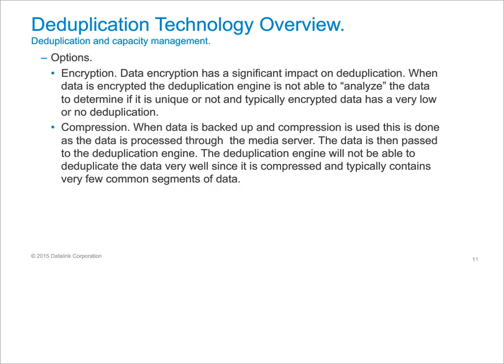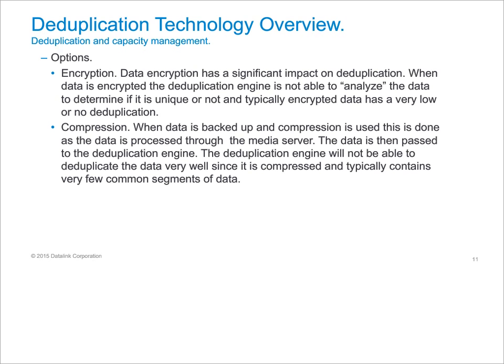So let's start off with options. Encryption. Data encryption has a significant impact on deduplication. The reason is that your data is encrypted. It's not intended to be read by someone who does not have the key, and it's not intended to just be transmitted as readable data. Therefore, your deduplication engine will struggle, and in some cases will just store it because it cannot interpret the data to see if it's unique or not. So encryption will heavily impact your deduplication rates, and you may not be gaining significant space by using encrypted backups.